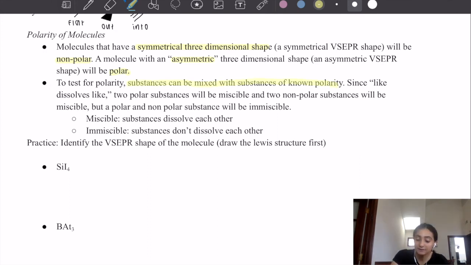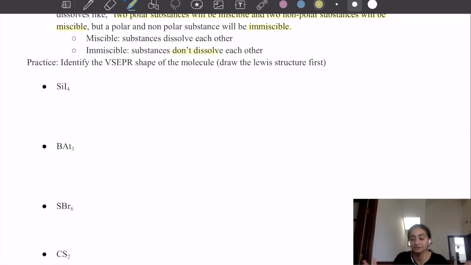You can also test if a molecule is polar or not if you don't know exactly what it is. If you mix a substance with another substance of a known polarity, you can determine if it's polar or not, because two polar substances will be miscible and two nonpolar substances will also be miscible. Miscible means that they will dissolve each other. However, a polar and a nonpolar substance will be immiscible, which means they will not dissolve each other. So just generally, like dissolves like.